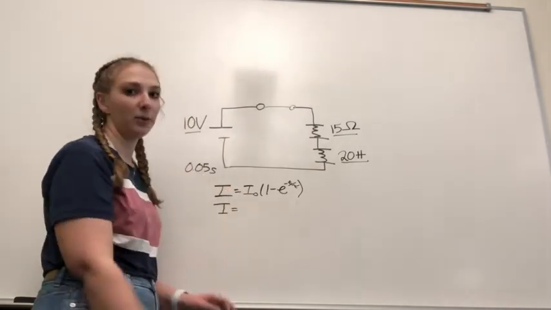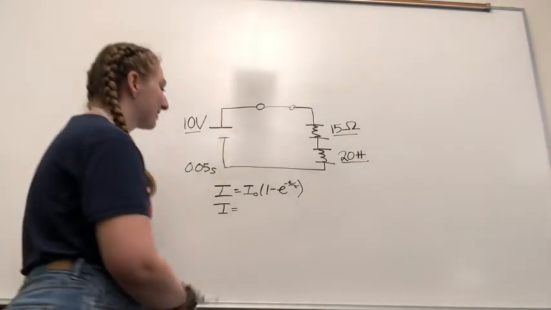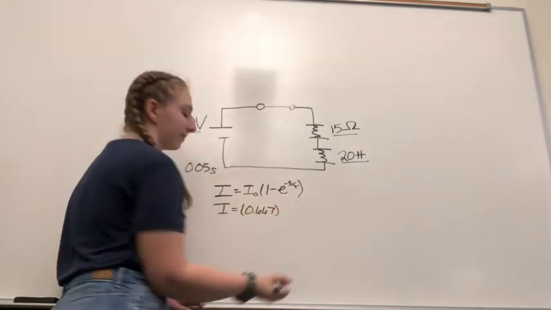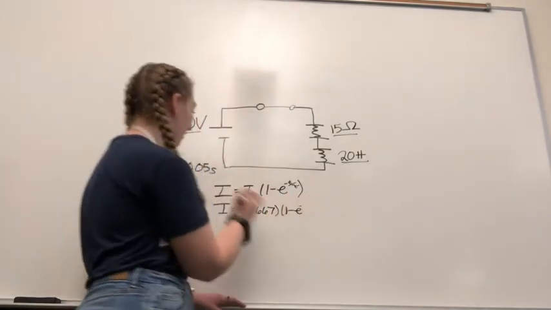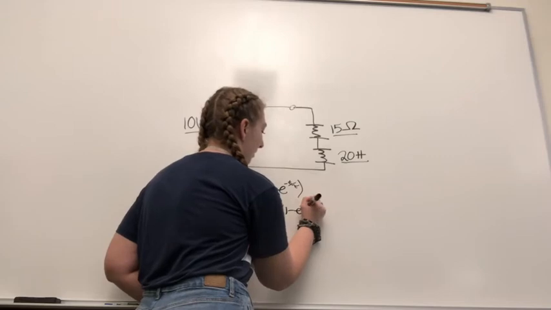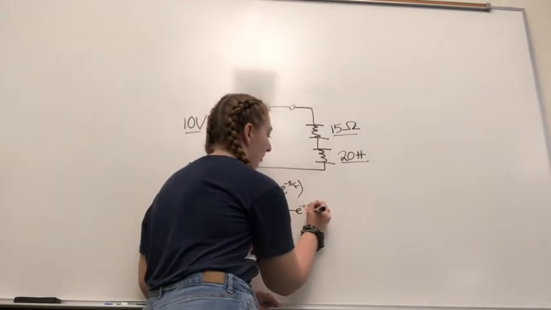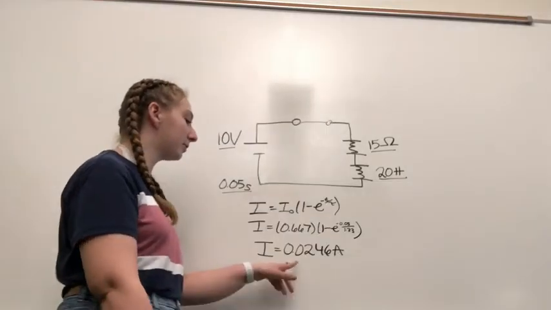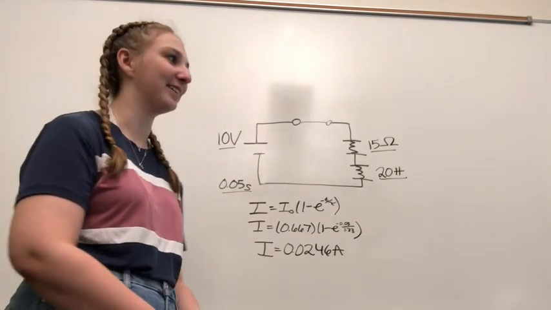Our I naught was the answer to our very first question, which was 0.667. Now we have 1 minus e to the negative 0.05 seconds over our time constant, which, if you remember from the last part, was 1.33. And now we're going to plug in and solve. We get 0.0246 amperes.